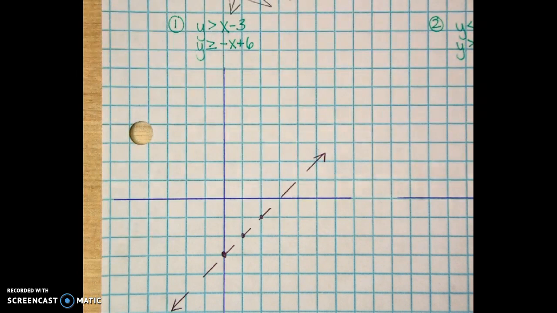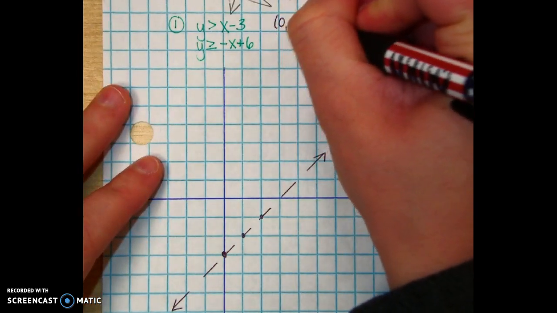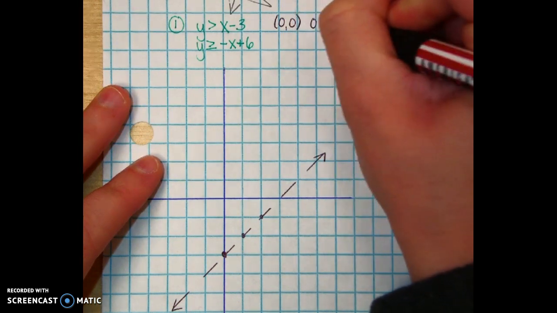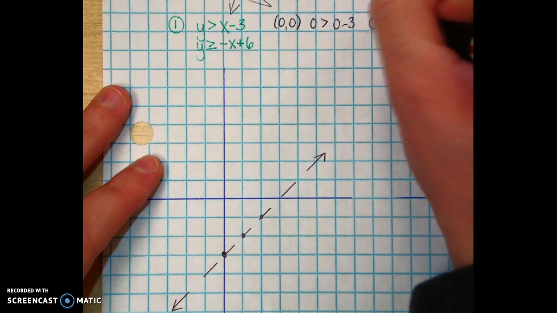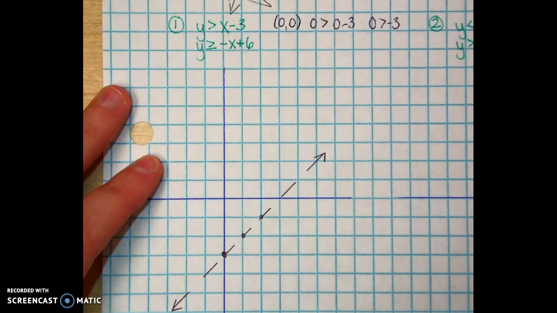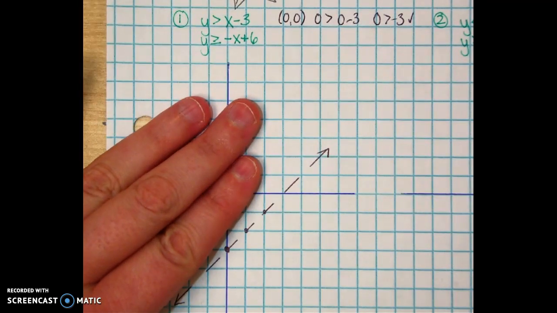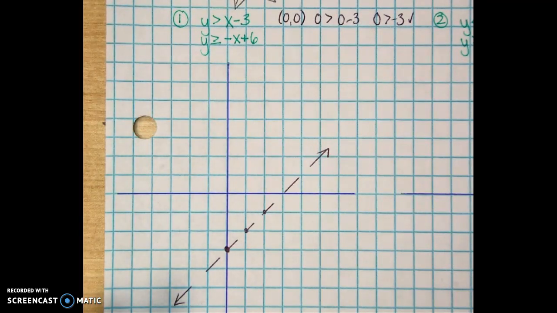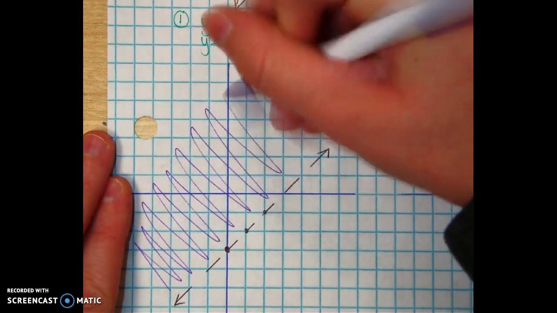Okay, I'm going to test 0, 0 since it doesn't go through that. So 0, 0 would be 0 is greater than 0 minus 3. Is 0 greater than -3? Yes. So I do shade up here, and this is when you're going to use your colors. So for this one, I'm using purple. So you shade above the line in your first color.